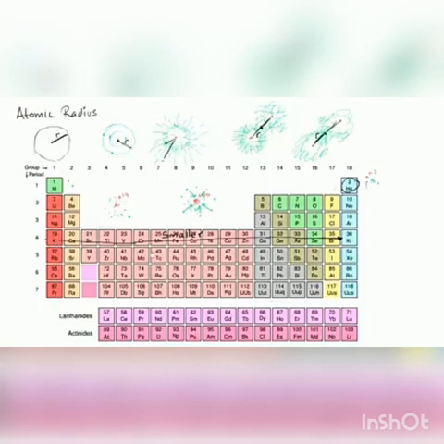So that's the trend as we move from the left to the right of the periodic table: we're getting smaller. Now what do you think is going to happen as we go down the periodic table, in a given group?